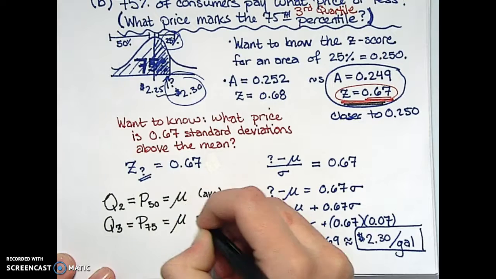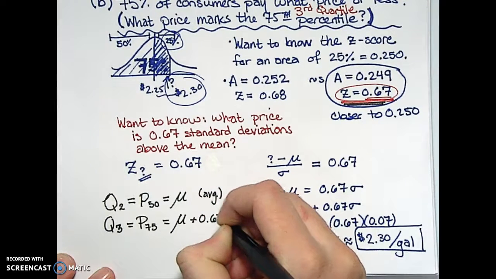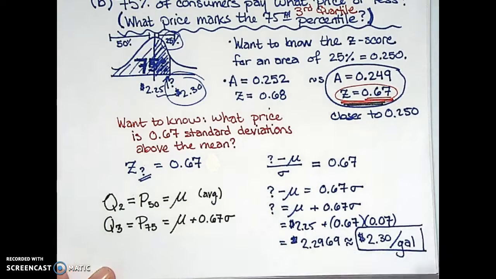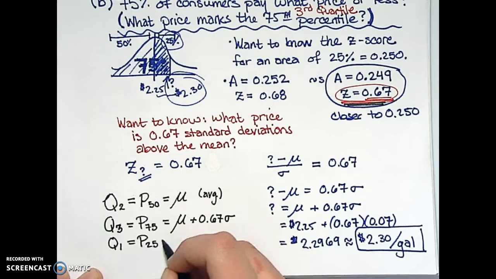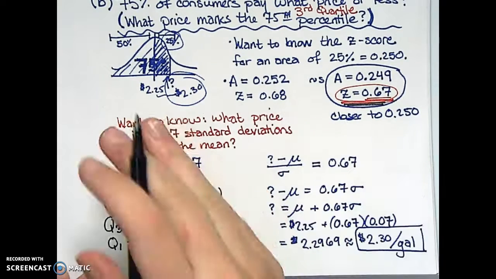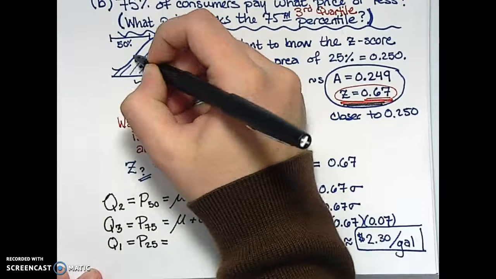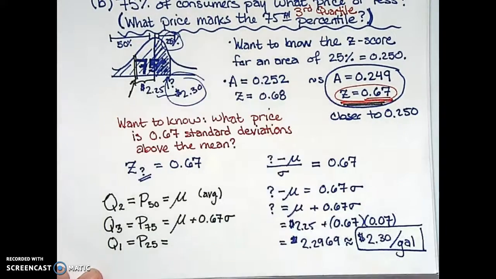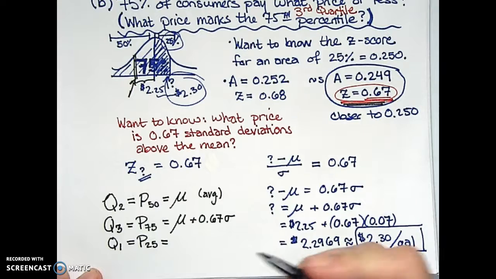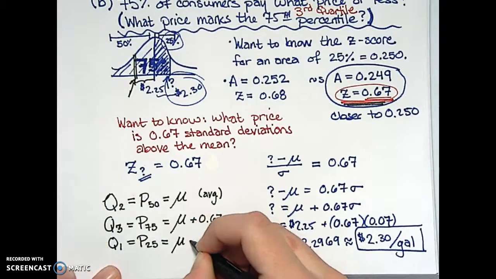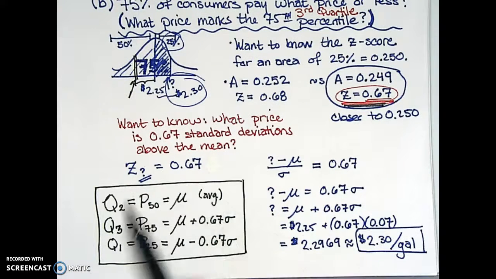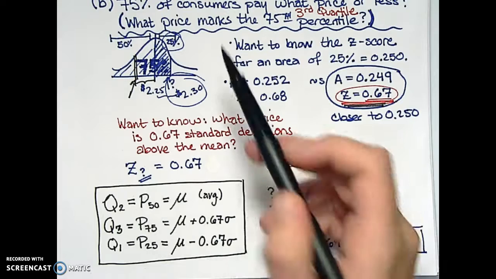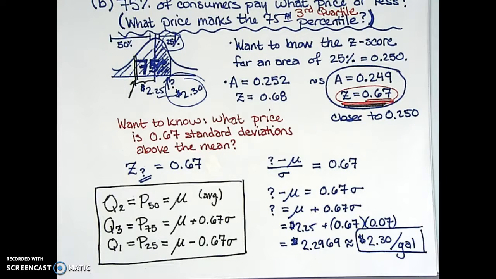So that's going to be your average plus 0.67 standard deviations. To identify your first quartile, or the 25th percentile, think of the fact that we could use symmetry and say, well, the 25th percentile will be 0.67 standard deviations below the mean. So you'll take your mean, and from that you subtract 0.67 standard deviation. These formulas then partition, in our example, our price up into the quartiles, the first, second, and third quartiles.